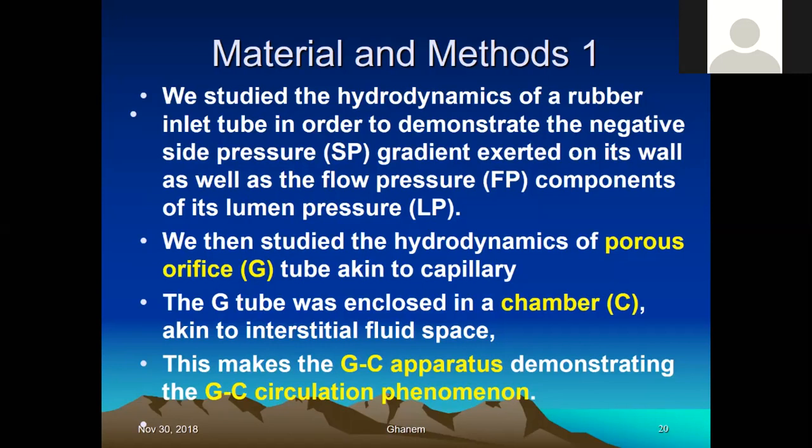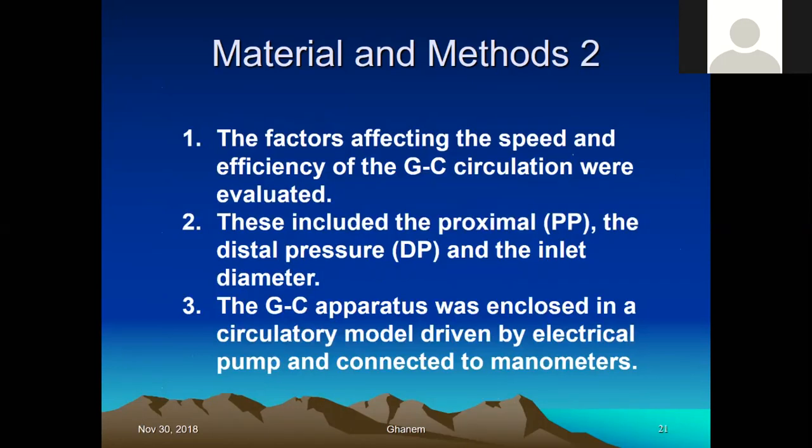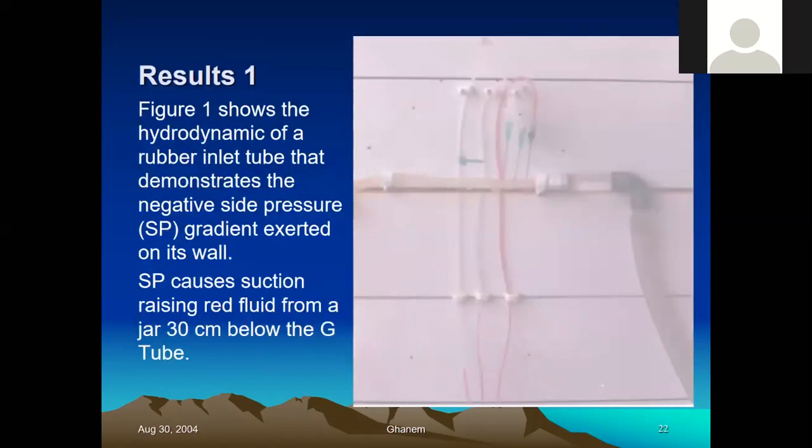The factors affecting the speed and efficiency of the GC circulation were evaluated. This included the proximal pressure, the distal pressure, and the inlet diameter. The GC apparatus was enclosed in a circulating model driven by an electrical pump and connected to manometers. This first graph shows a rubber tube with a narrow inlet, demonstrating the negative side pressure exerted on its wall through manometers connected to a jar 300 millimeters below the level of the tube. It shows suction of red fluid into the tube.